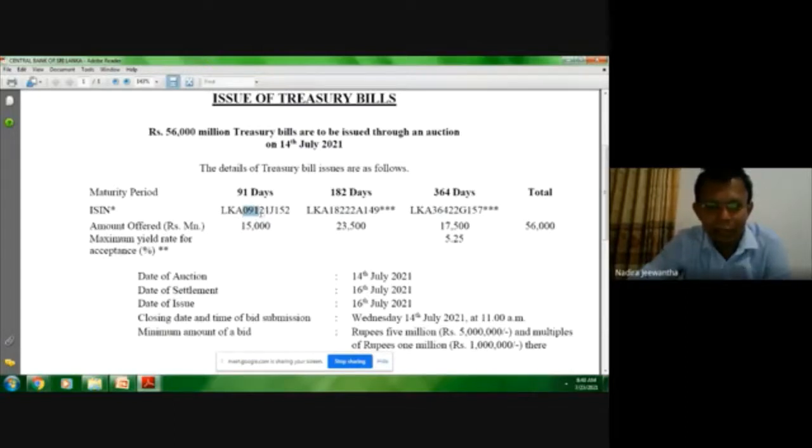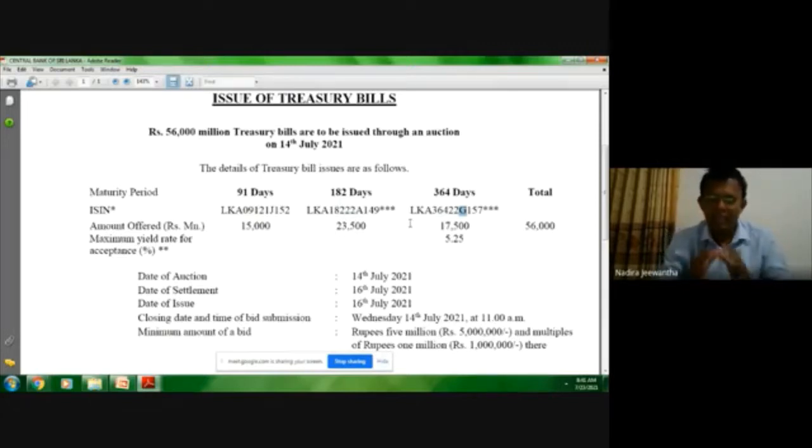What is this? Forget about the next 2 digits. And what is this J? An English letter. What is this here, A? An English letter. What is this G? An English letter. There's an English letter in between in the ISIN. What is that? That's the month.